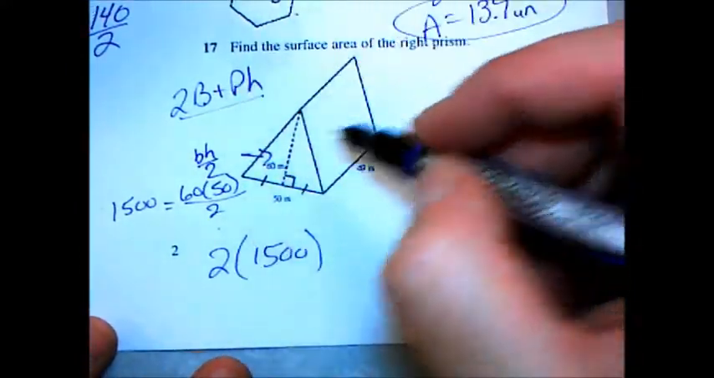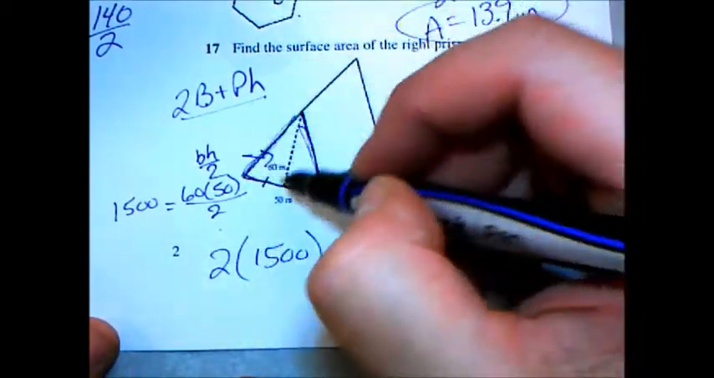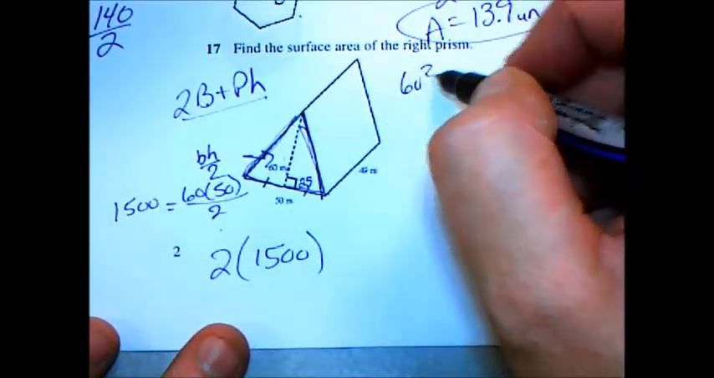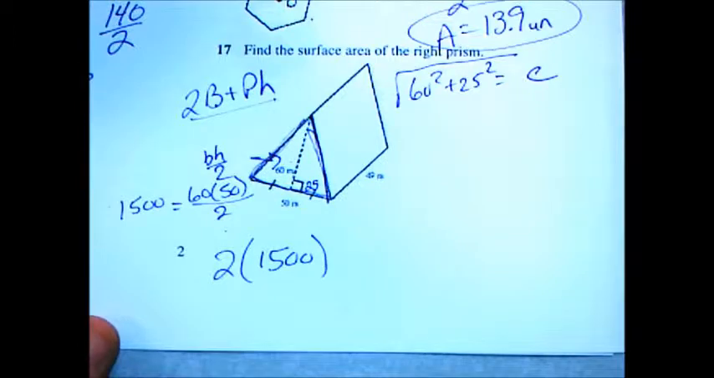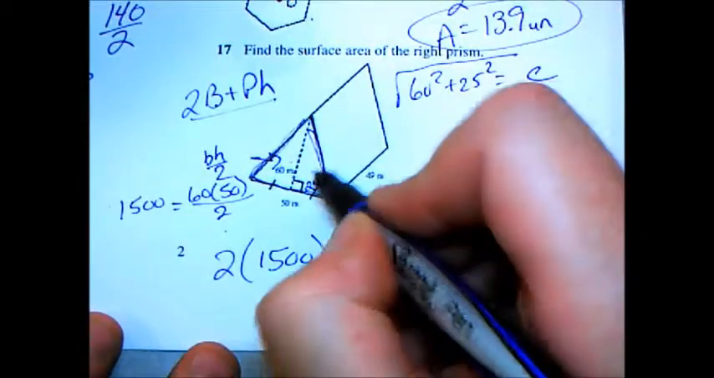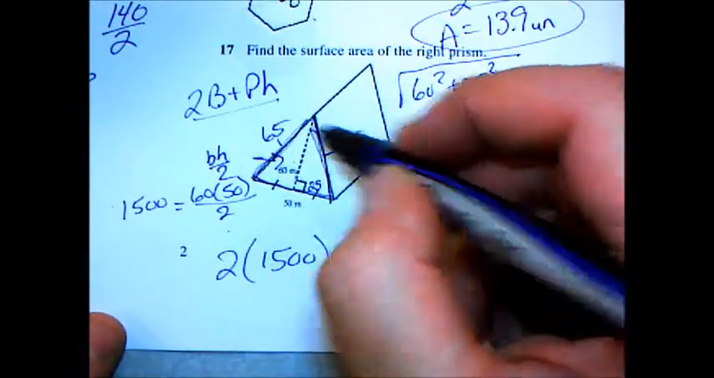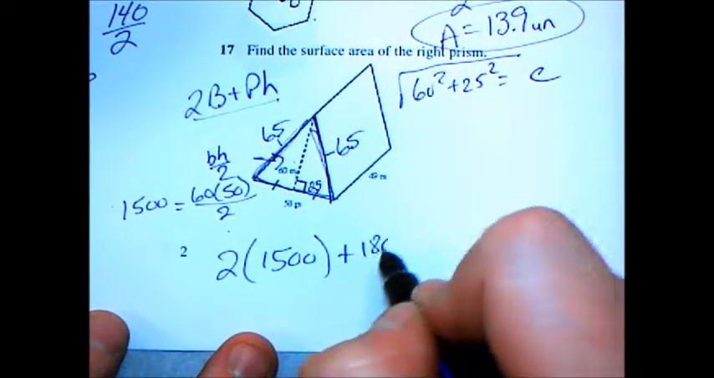Now I need to find the perimeter. To find the perimeter, I know this part is 50, but I need to know this edge as well as that edge. That means I need to cut this in half so that I have 25, and this being 60, I can use the Pythagorean theorem. That'll be my c side. So 60 squared plus 25 squared. Take the square root of my answer. And this side is 65. That means the other side is also 65. So the perimeter will be 65 plus 65 plus 50, and that gives me 180.